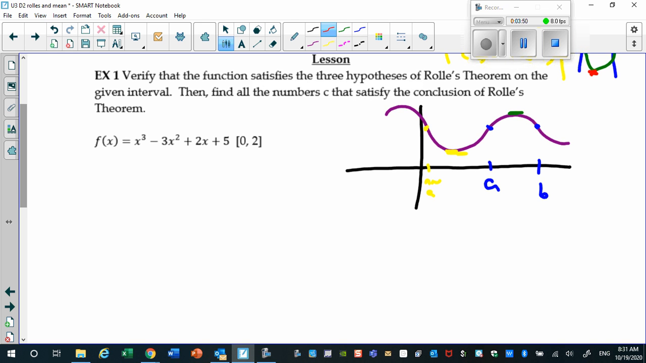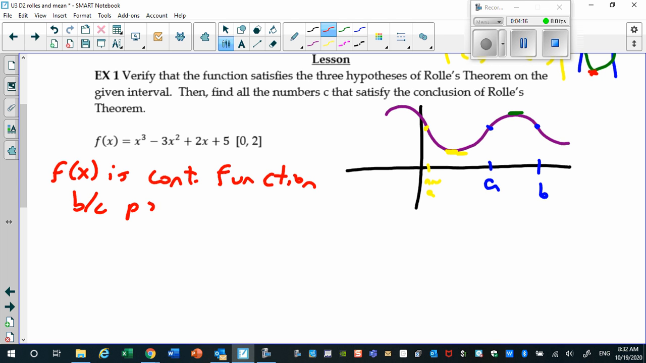So here's my first example. Verify that the function satisfies the three hypotheses and then find c. Because Rolle's just says it exists, and then you can use your information to find out what it is. Here's what I have to do first. I have to state that f of x is a continuous function, and the reason is because it's a polynomial. By definition, a polynomial is a continuous function. So f is a continuous function.